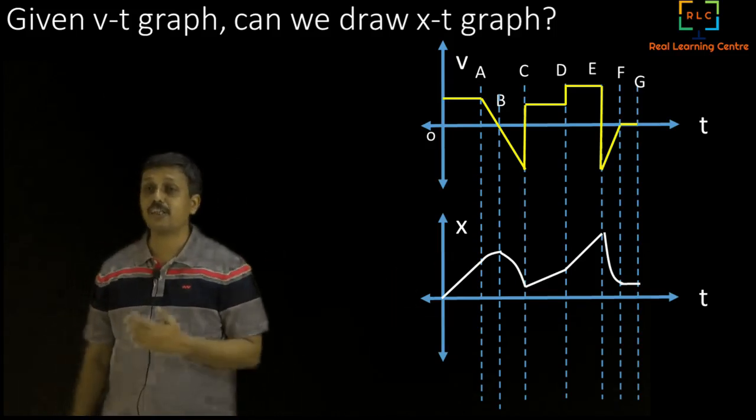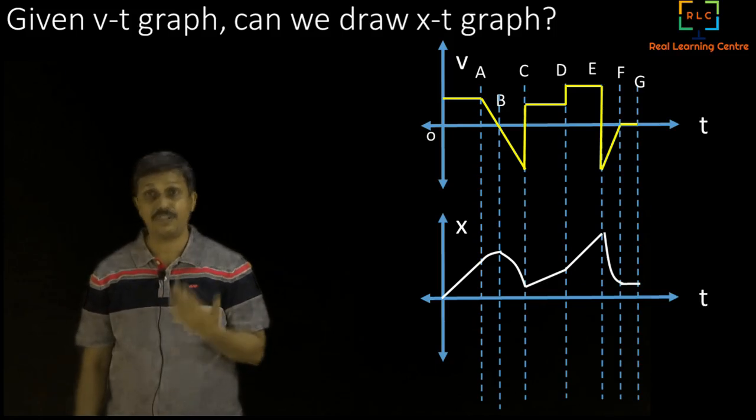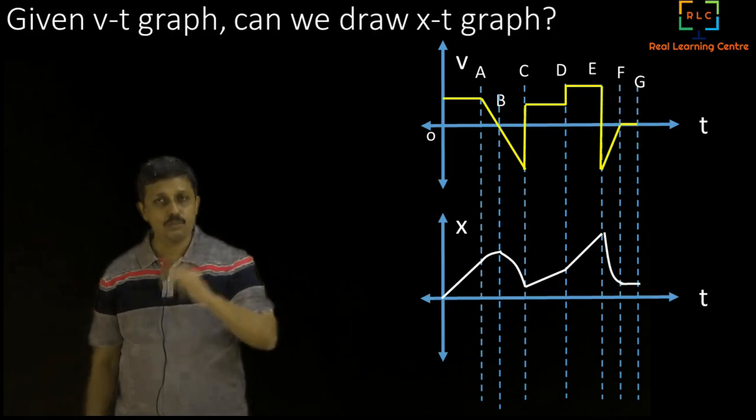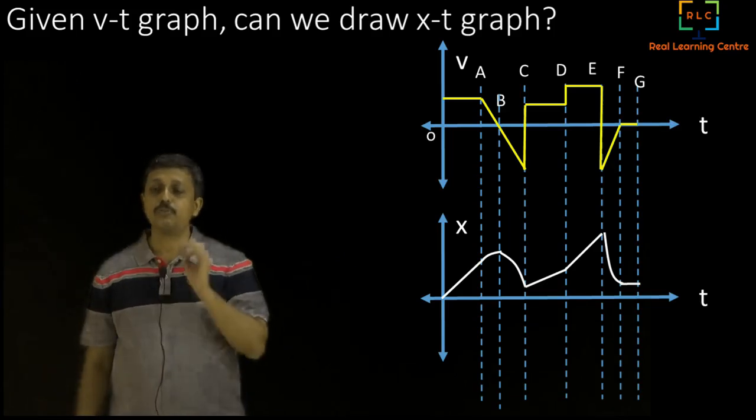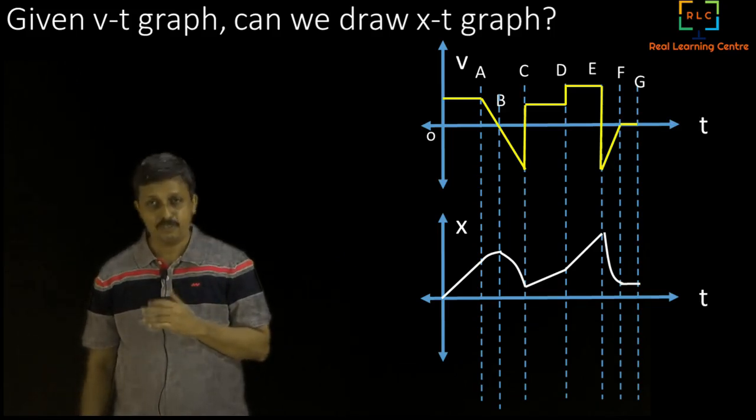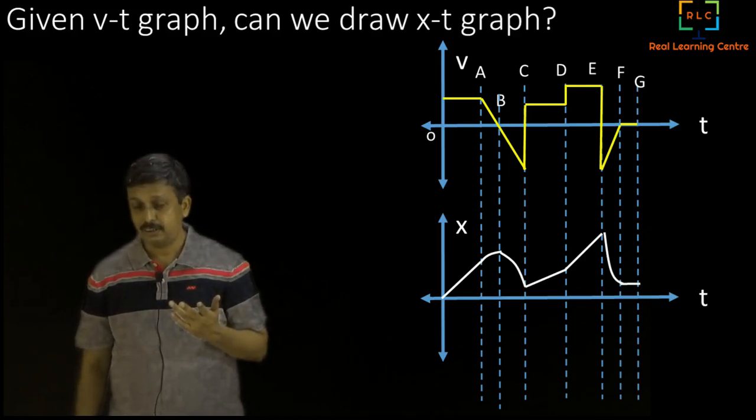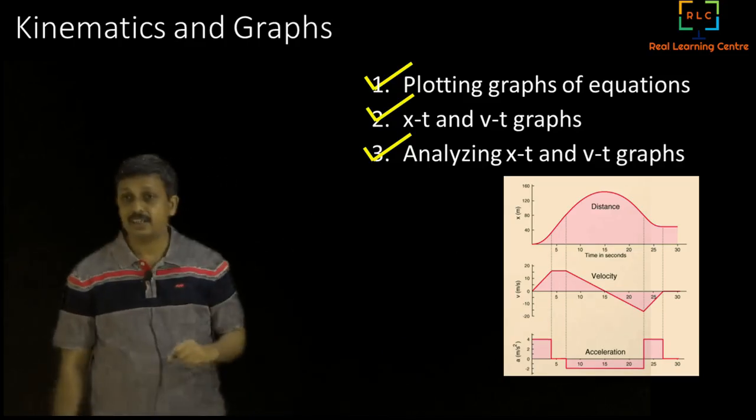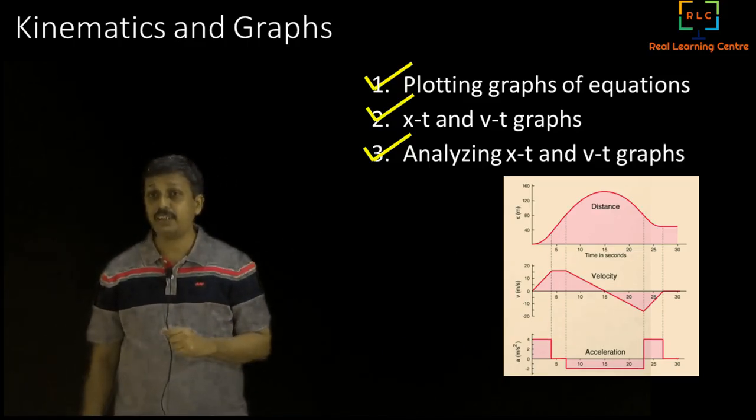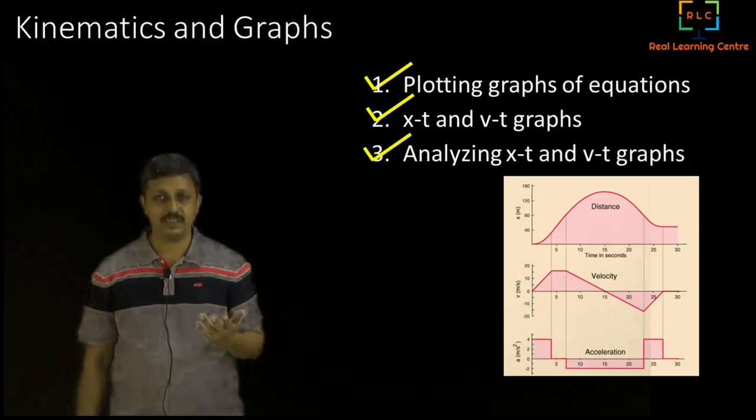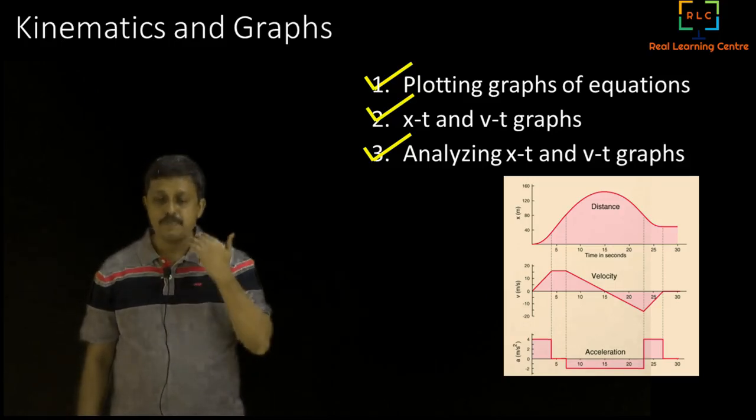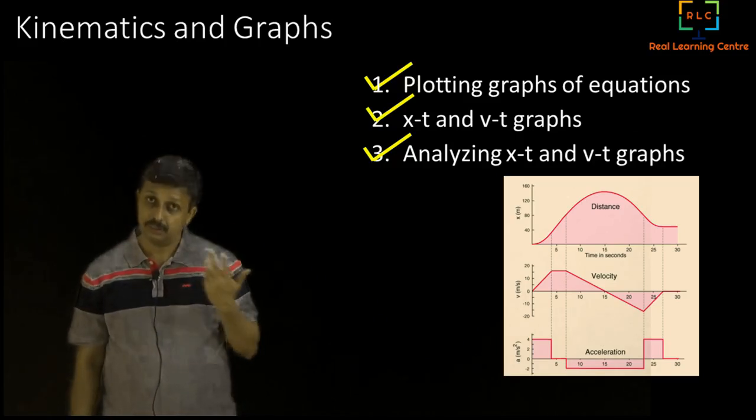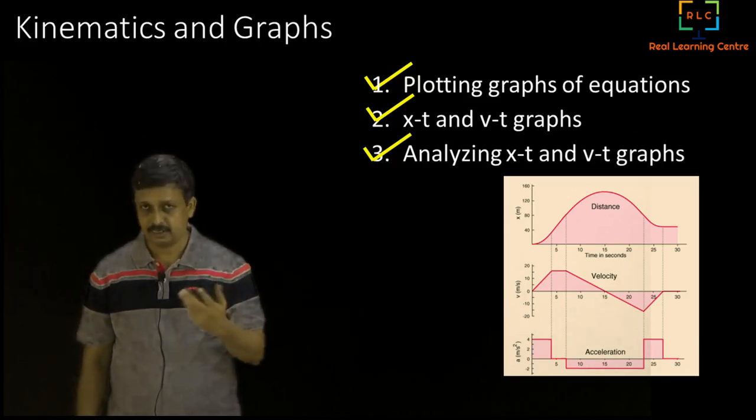So this is how you can make an XT graph out of a VT graph. I am sure it is very confusing to start with. If you do more and more problems of this type, you will be able to draw an XT graph looking at any VT graph. So we have now covered how to plot XT and VT graphs, and finally some analyzing of XT and VT graphs. Come back and let's do more in kinematics and also Newton's laws of motion. Thank you.